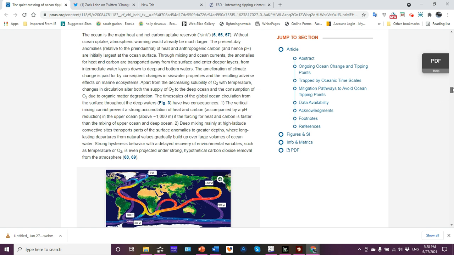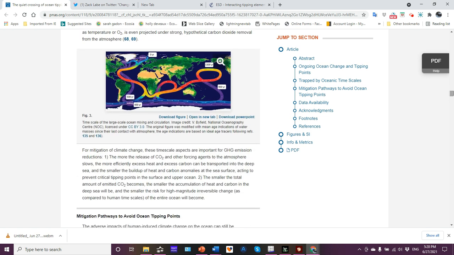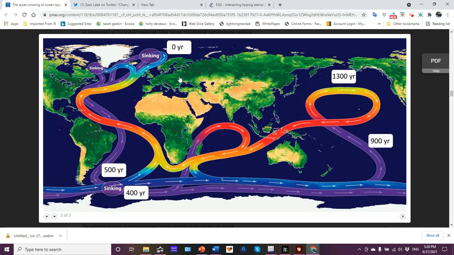So let's take a look at figure 3 here. Time scale of the large-scale ocean mixing and circulation. Okay, time scale of ocean mixing circulation. Okay, so here we have the sinking. 0 years, that's taking place now. Got a little bit of sinking off Labrador, right, off that way. Blue and purple are the colder waters, the red are the warmer waters, and they tend to be surface waters.